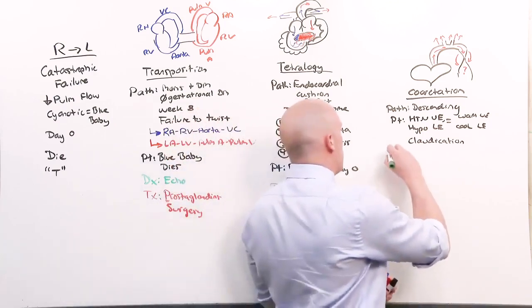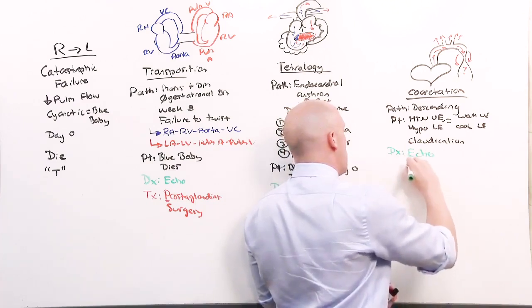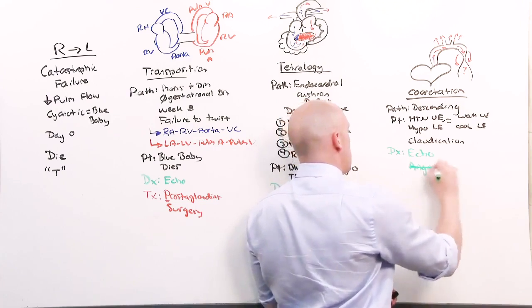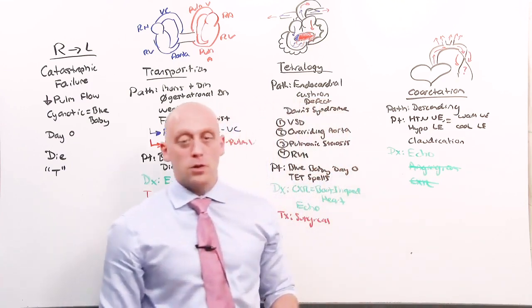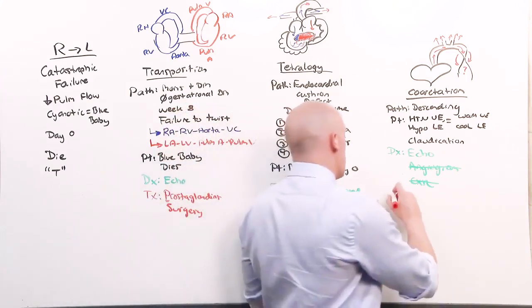Diagnosis is going to be made with an echo. The angiogram is not done in kids. And a chest x-ray looking for rib notching is not going to be prudent in a young child. Those collaterals have not developed yet. The treatment is going to be surgical.